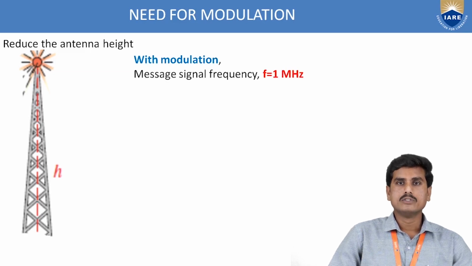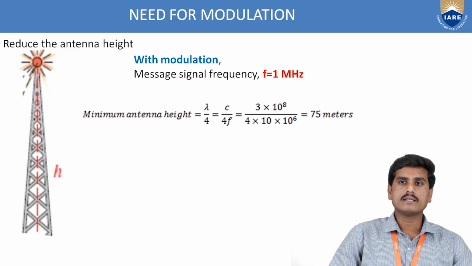Let us see. So with modulation we have a message signal frequency of 1 megahertz. Now we can again calculate the antenna height after modulation, that is lambda by 4 is equal to c by 4f, that is equal to 3 into 10 to the power of 8 by 4 into 10 to the power of 6. So we'll get 75 meters. So an antenna height of 75 meters is possible practically.